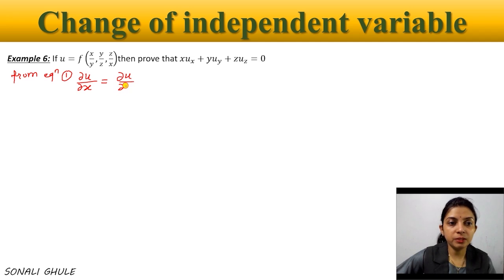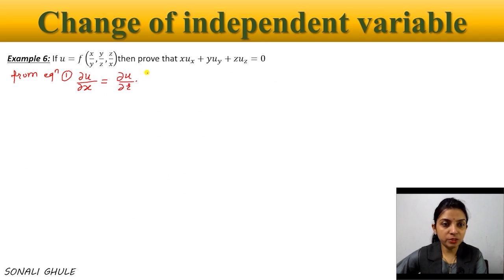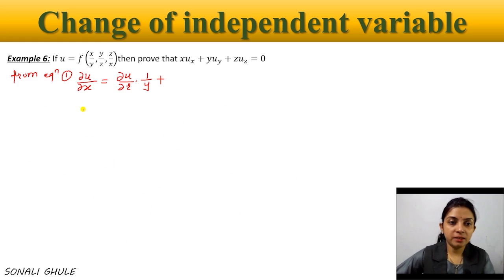then u with respect to r into r with respect to x. What is r with respect to x? It is 1 upon y. So let's use this value here. Then plus the second one, dou u by dou s means u with respect to s, s with respect to x. What is s with respect to x? It is 0. So we don't have to write that value. And the last one, u with respect to t and t with respect to x. So what is t with respect to x? Minus z upon x square, right? So let's write here minus z upon x square into dou u by dou t.